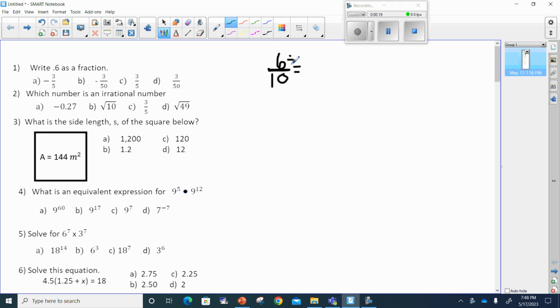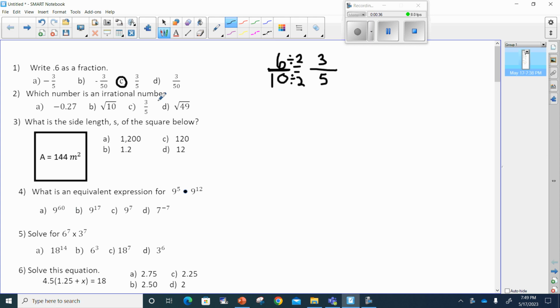Now we know we can divide both the top and the bottom by 2. And that's going to give us 3 over 5. So my answer is going to be 3 over 5. That's C. Let's go to number 2.